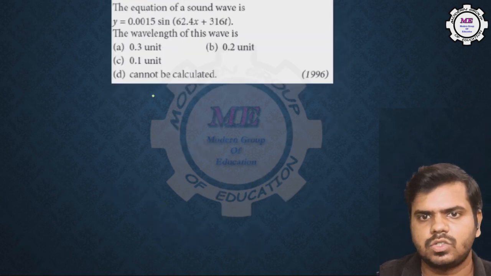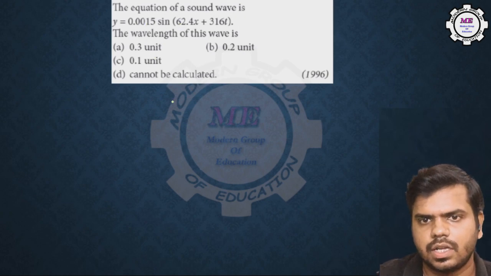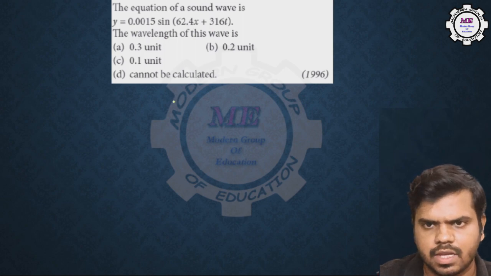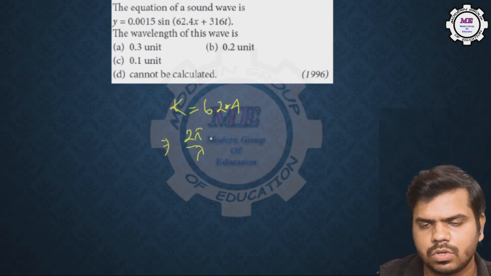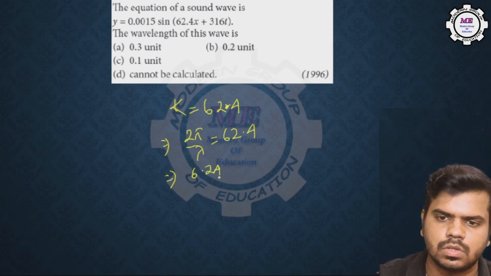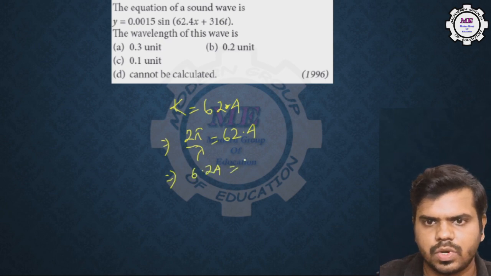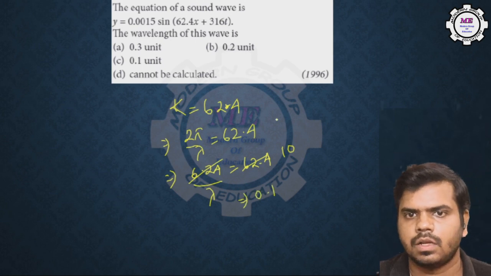The equation of a sound wave is y equal to 0.0015 sin(62.4x ...). The wavelength of the wave is? It is written that k is 62.4. The wavelength, that means 2 pi by lambda, is 62.4. So 2 pi is 6.28, and 6.28 by 62.4 is 0.1 unit. So option C is correct, 0.1 unit.